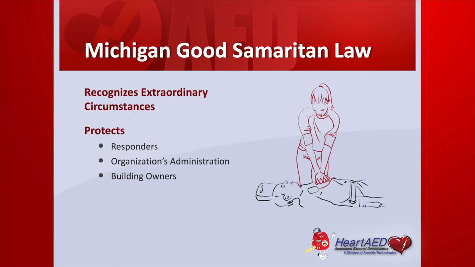Michigan has a Good Samaritan law. That Good Samaritan law recognizes the extraordinary nature that we have here, okay? So it's not only going to protect you, but the administrators, the executives, the owners of the company or the school district, building owners, et cetera, from any liability in trying to help that person.